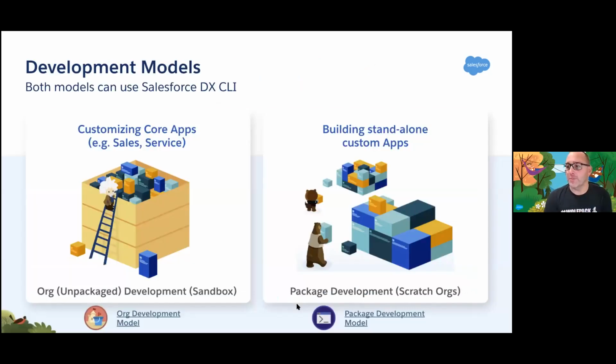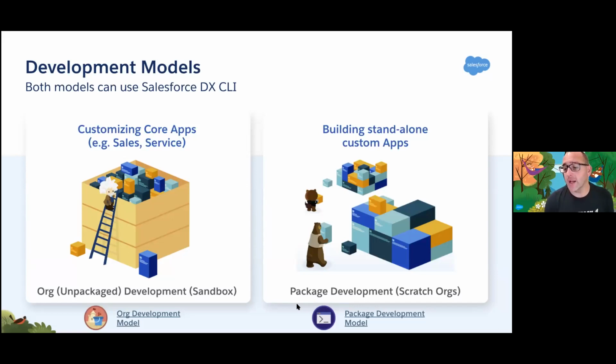So if we're going to deploy, let's talk about the development models that we have. We have 2 development models. The first one is the org unpackaged, and you'll probably be using that development model today. So if you're developing on a sandbox and you create a change set, then you move that code and those components from one sandbox to another and also to production, then you're using the org development model.